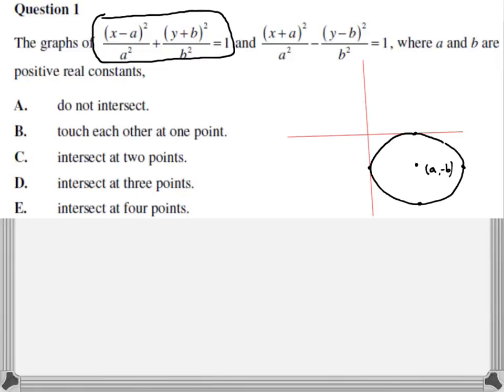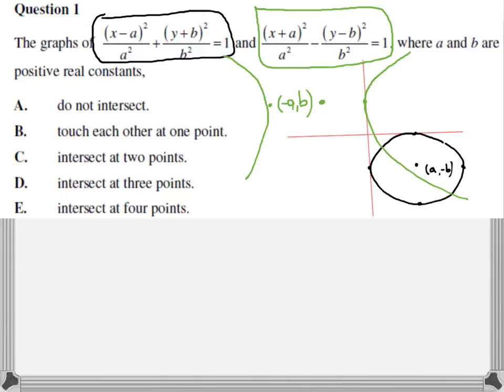Now for the hyperbola, so that's the ellipse, and for the hyperbola we're going to draw it in green. There's my center, and it's going to look a bit like this. Just like we did with the ellipse, from the center we can work out the coordinates of the vertices by subtracting or adding a units. Once we put the graphs together we can see here we've got 2 intersection points, 1 and 2.